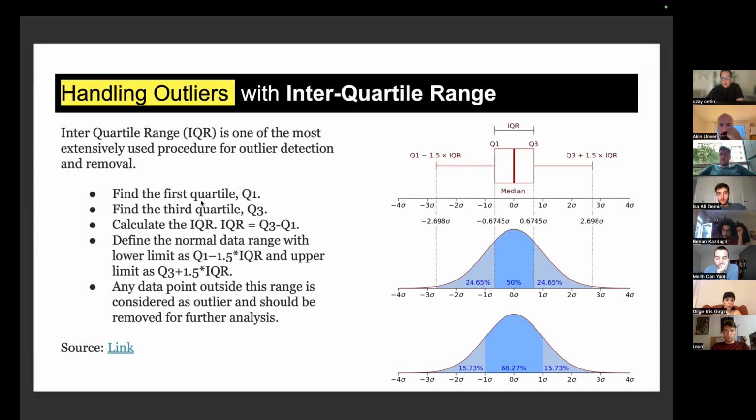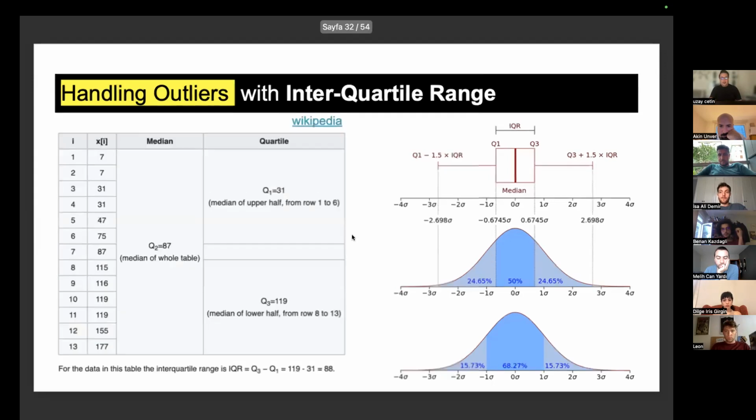So we find the first quartile, then the third quartile, and we calculate the interquartile range. We define the lower and upper limits with these calculations. This corresponds very near to 3 sigma, but not exactly. It is written here, 2.7 sigma. So it is like a z-score, but we are not using 3 sigma, but this one here. This is the same thing, actually, and you can use it.